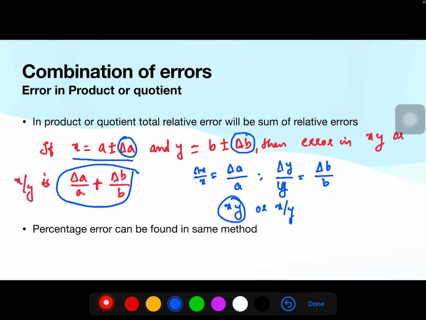Okay. So this is the method of finding relative error. In the case of product or quotient, you find the sum of the relative errors of the corresponding quantities, and that will be the relative error of the result.